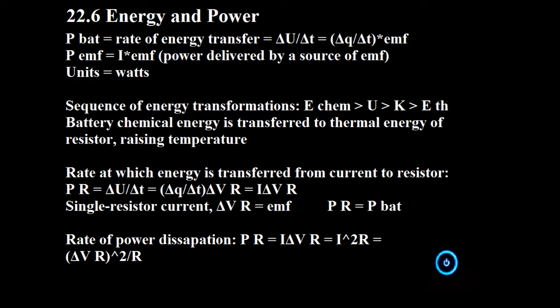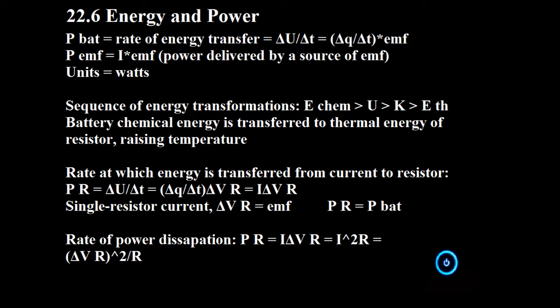What this means is that the battery's chemical energy is eventually transferred to thermal energy of the resistor, raising its temperature. The rate at which energy is transferred from current to resistor is the change in potential energy divided by the change in time, which is also the change in charge divided by the change in time times the potential difference of the resistor, which equals current times the potential difference of the resistor.